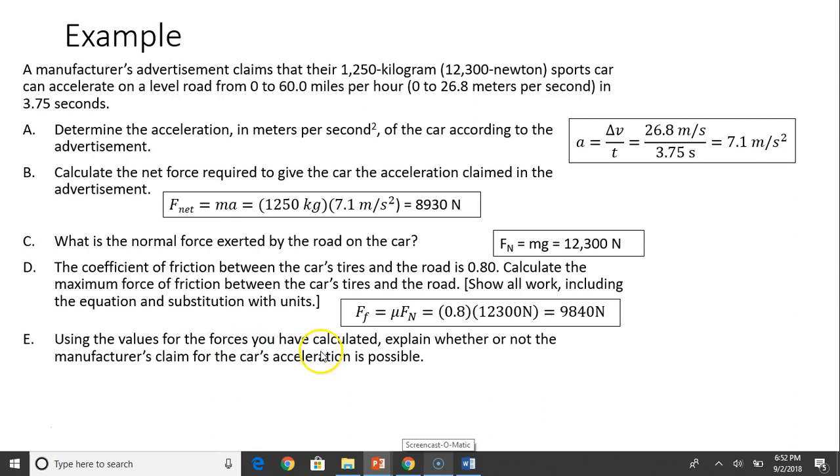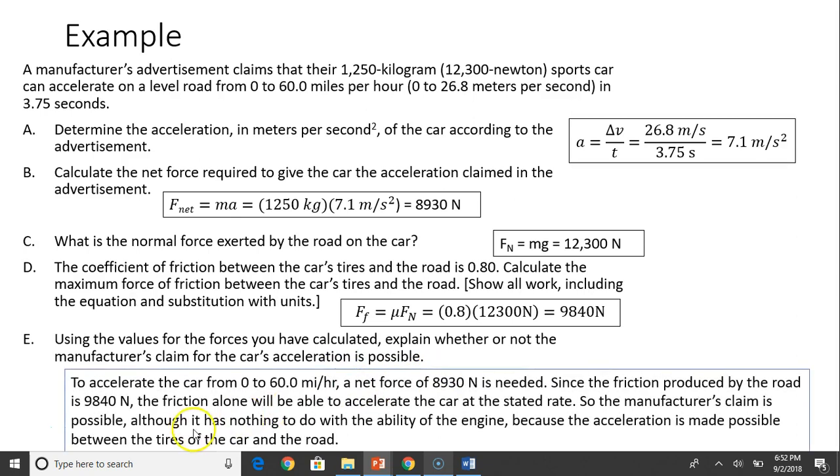Using the values for the forces you have calculated, 8930 and 9840, explain whether or not the manufacturer's claim for the car's acceleration is possible. Well, to accelerate a car from 0 to 60 miles per hour, like the manufacturer claimed, a net force of 8930 newtons is needed. So that's how much force is needed. Since the friction produced by the road and tire is 9840 newtons, the friction alone will be able to accelerate the car at the stated rate, really even at more than that, 7.1.